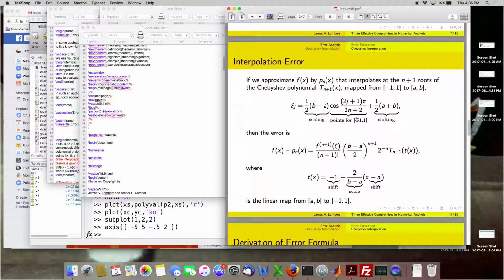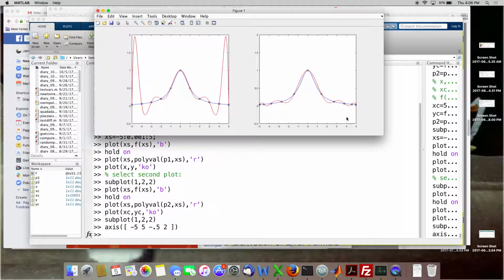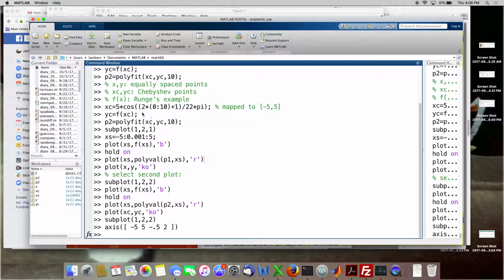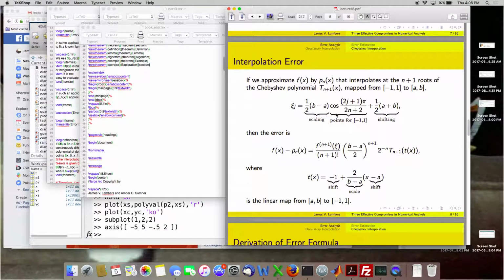So here I take the roots of a Chebyshev polynomial of degree n plus 1, so in this case 11. That corresponds to, if I flick back to MATLAB, these cosines. Those are the points on -1 to 1. But then what I need to do is scale them to the interval I'm dealing with. So we divide by 2 because the interval -1 to 1 has width 2. And then I multiply by b minus a, the width of my new interval.